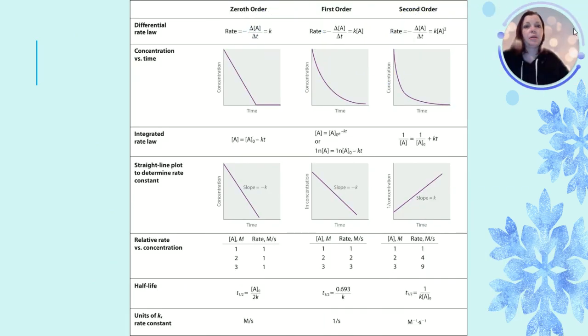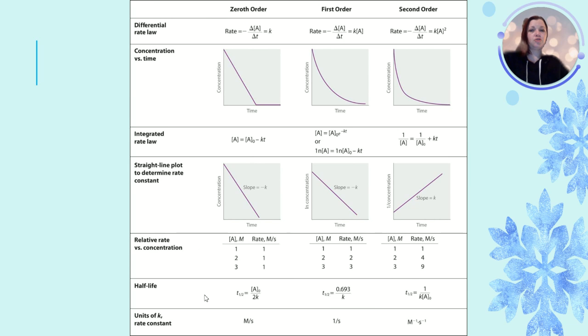So finally, this is a really nice summary of the 0 order versus first order versus second order. So the second row here is if you just look at raw data of concentration versus time and you graph it, this is more or less what it would look like. You'd see a straight line for 0 order, a curve for first order, and a steeper curve for second order. And then the straight line plot to determine the rate constant: concentration versus time directly for 0 order, natural log of concentration for first order, 1 over concentration for second order. You can see all of those written out here. These are all on the equation sheet.